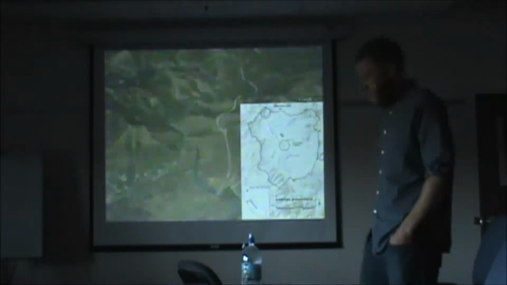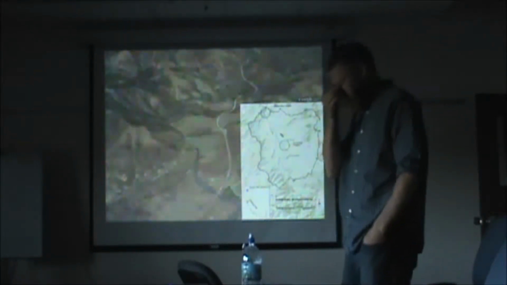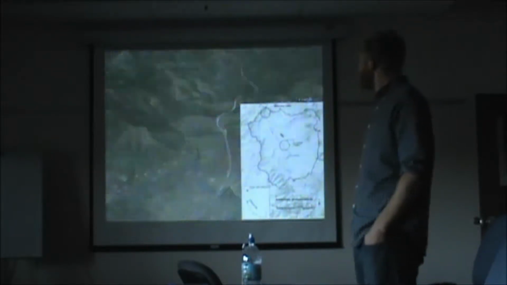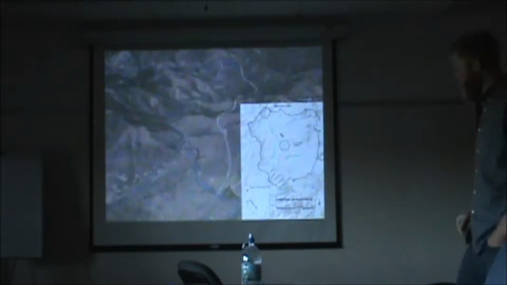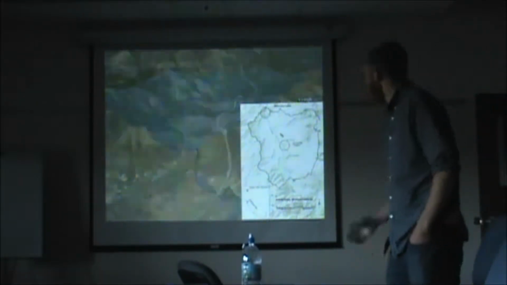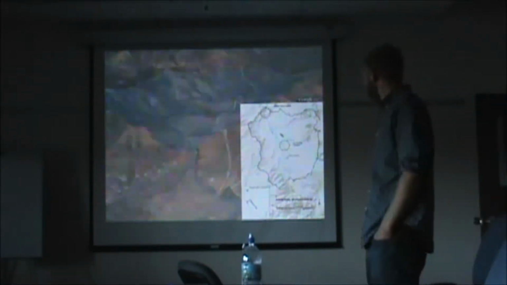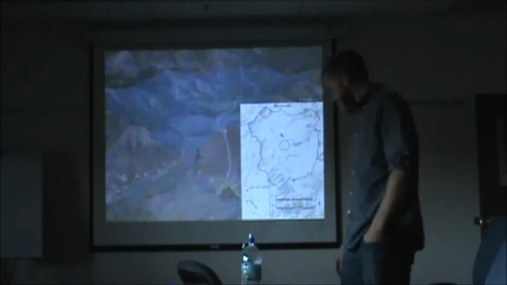So the conditions in the canyon play a big role in the salmon population of the Shasta River. It's an important place for that purpose. Here's the immediate watershed of the canyon.